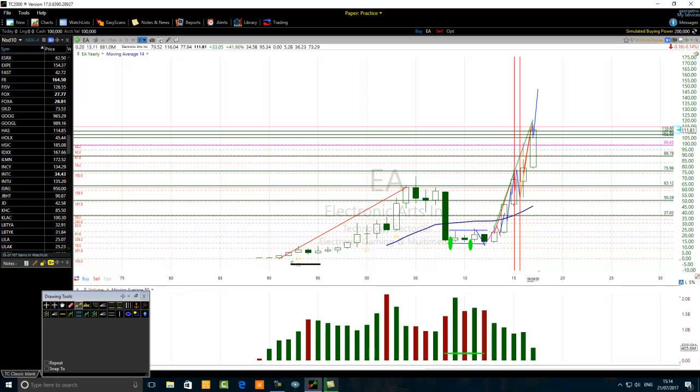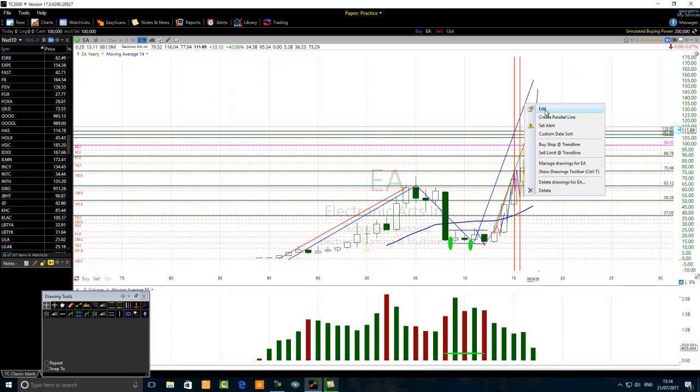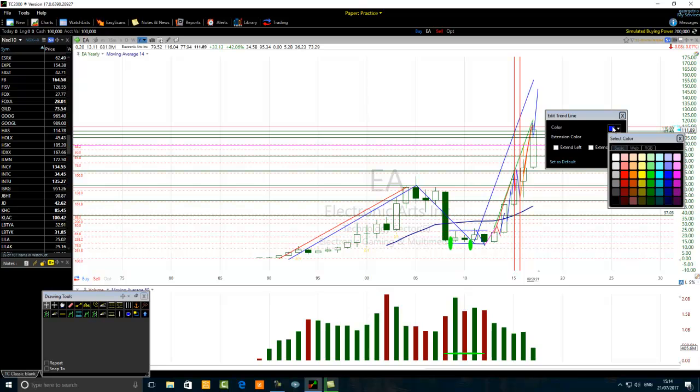On a higher degree, this is the first wave of a higher degree. And this is the second wave of the higher degree. We are now in the third wave of a higher degree. That third wave has exceeded the 161.8% Fibonacci extension level of that first wave of a higher degree. So we have an extended third wave of a higher degree underway for this stock, Electronic Arts, one of my favorite stocks.